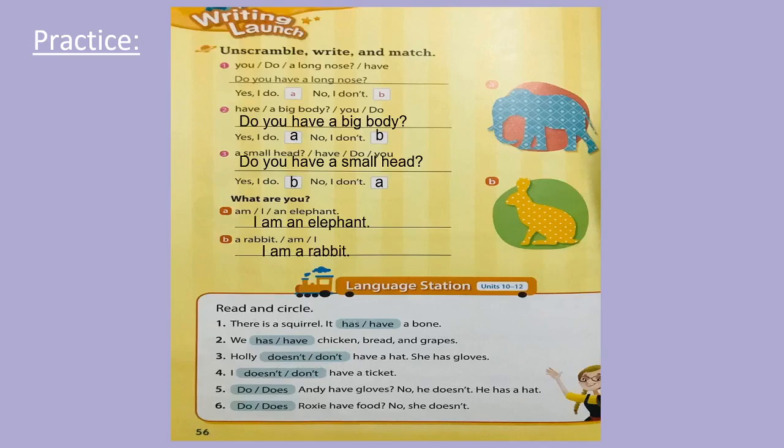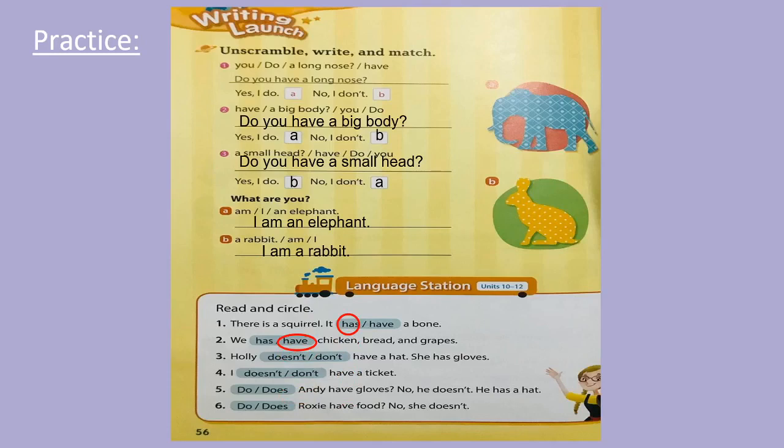So now let's move to the language station that covers Unit 10 to Unit 12. In this language station, they want you to review again how to use some grammar from Unit 10 until Unit 12. So right now let's do it together. In this exercise you need to read and circle. Number 1, there is a squirrel. It has a bone. Very good. Number 2, we has or we have? Good. We have, because have is used with the subject we, right? So we have chicken, bread, and crepes.